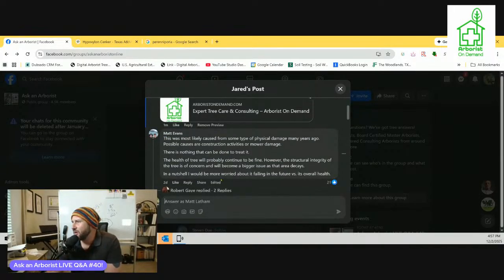I think the health of the tree will probably continue to be fine. However, the structural integrity of the tree is a concern and will become a bigger issue as that area decays. In a nutshell, I'd be more worried about it failing in the future versus its overall health.